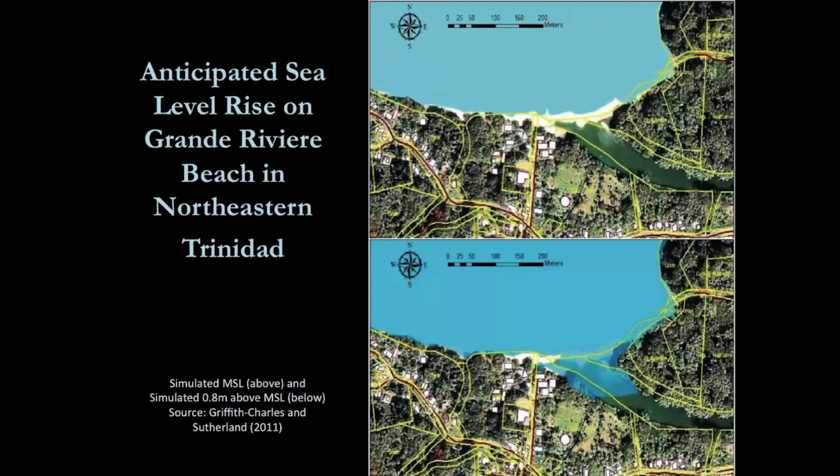Now in this slide, the global climate models were used to consider the impact of sea level rise on a beach in northeastern Trinidad that is considered a critical nesting ground for leatherback turtles. And what it shows is that under certain climate models, the entire beach could be expected to be inundated and lost, and this would have devastating consequences for turtle nesting and the associated local livelihood.